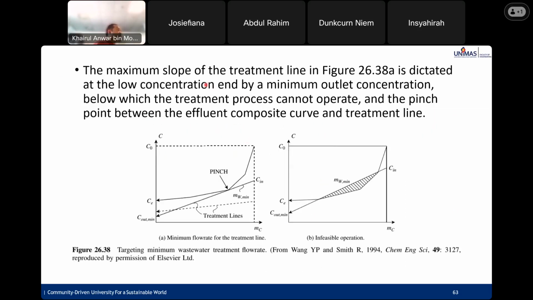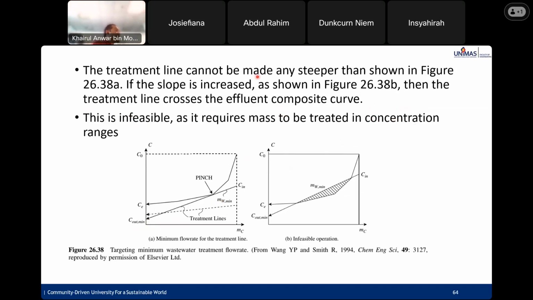The maximum slope of the treatment line in figure 26.38a is dictated at the low concentration by a minimum concentration, C out minimum, which is based on the discharge limit, below which the treatment cannot operate, and by the pinch point between the effluent composite curve and the treatment line. The treatment line cannot be made any steeper than shown in figure 26.38a.